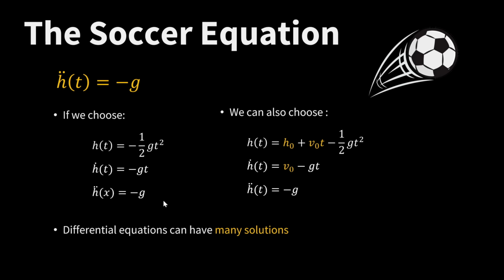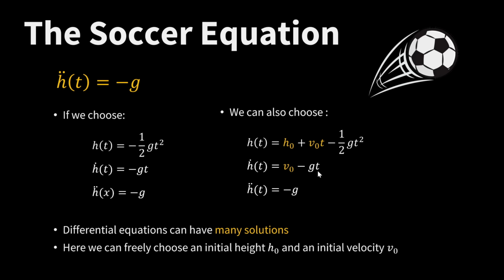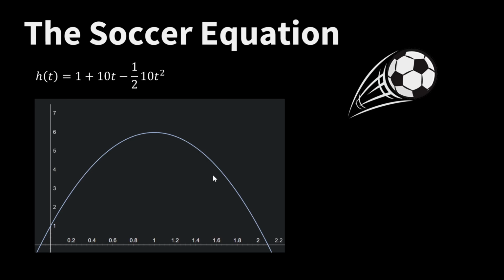In general, differential equations can have many solutions. In this case, we can freely choose an initial height h0 and an initial velocity v0. Here I plotted a concrete example. I chose 1 for the initial height and 10 for the velocity of the ball. I approximated g with 10. So as you can see, we get the parabola that we predicted earlier.